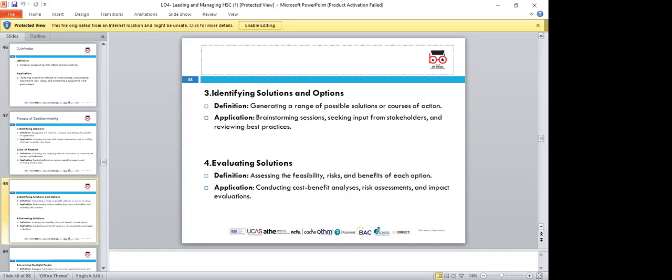Okay, so whilst you have assessed the feasibility, the risks, and the benefits of each option, you then use the cost-benefit analysis to ascertain the evaluating solution. So you are looking at the cost and the benefit that will help the organization. Okay, while in identifying solutions and options, you are generating a range of possible solutions or courses of action.